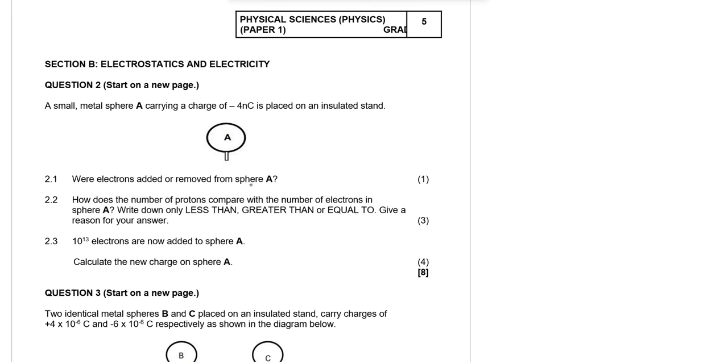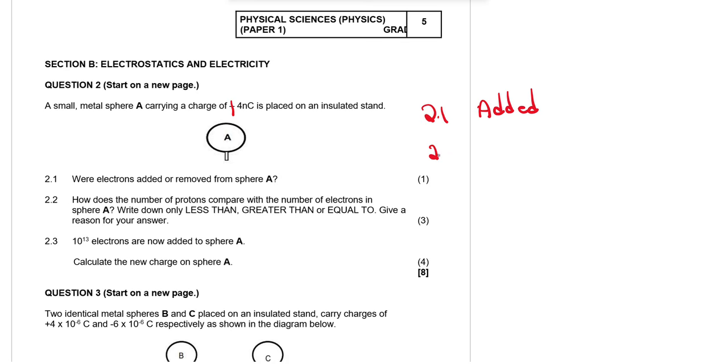You see. So the first question, which is 2.1, says were electrons added or removed from sphere A? Remember, it is carrying a charge of negative and was placed on an isolated stand, so they were added. Why were they added? Because the charge is already negative. What about if the charge was positive? Then they would be removed. Okay, I hope you get that.